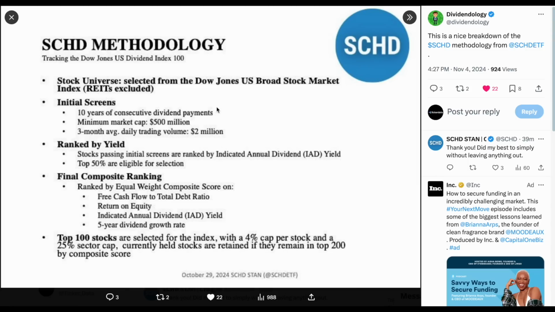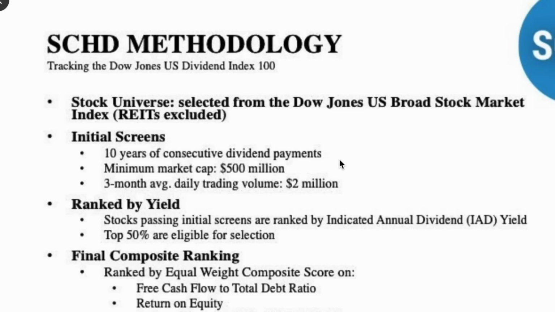Now, there's 3 initial screens for this process. First off, we can see 10 years of consecutive dividend payments. This is a good one because obviously the main reason most people are buying SCHD is for those growing dividend payments. We want to rest assured that management is going to continue to grow those dividends, and a track record of growing dividends is a great place to start.